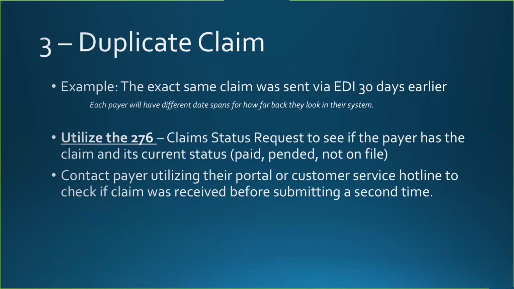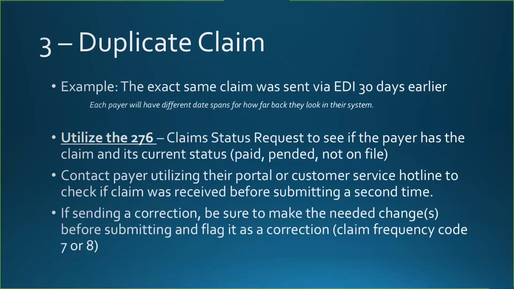So look into that. And then if you did mean to send a corrected claim, just be sure to change whatever it was that you meant to change on the claim before you send it. So add that line or remove a line, add the modifier, change the provider of service, whatever it is that you need to do. And then just be sure to flag it as a correction in your software. You can reach out to your vendor if you're not sure how to flag it as a corrected claim.